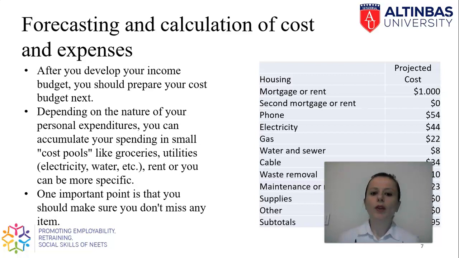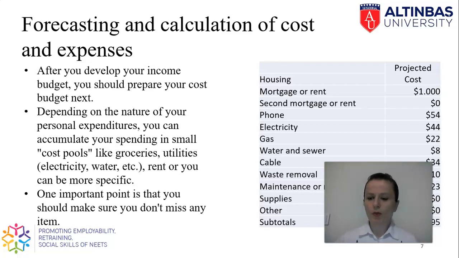And then we are going to calculate the cost and expenses. At the personal level, we don't have any distinction between cost and expenses. Simply, we have some spendings. After we develop our income budget, our spending should be in line with the income that we have. Therefore, we are expecting less spending than the income, of course.